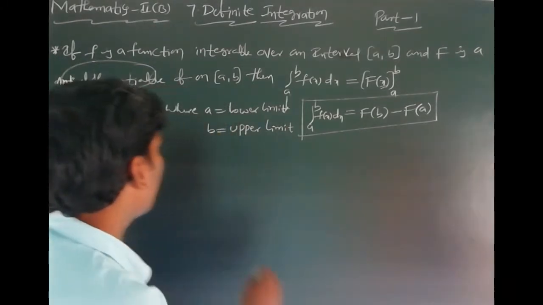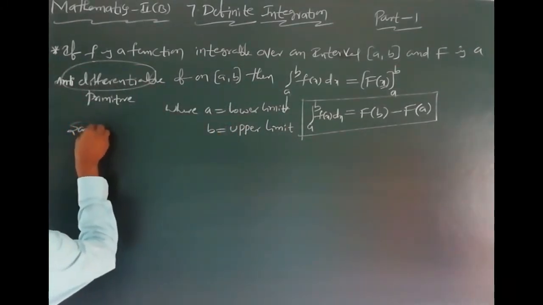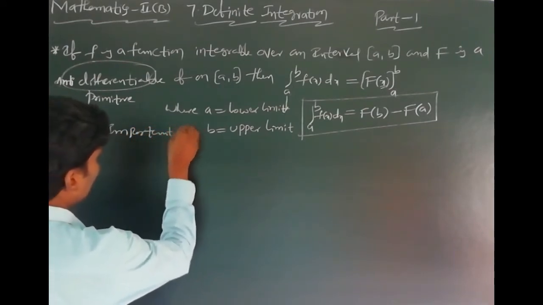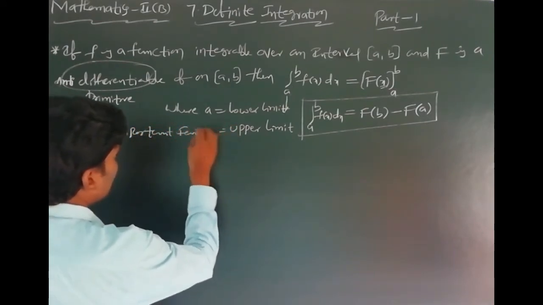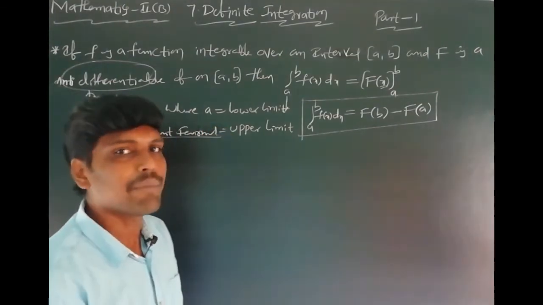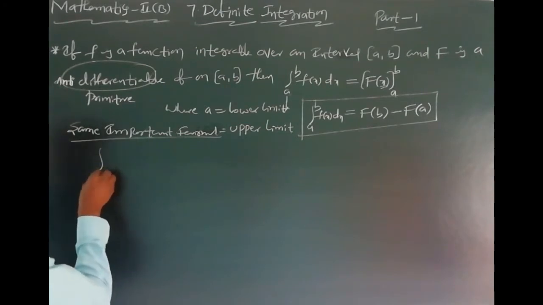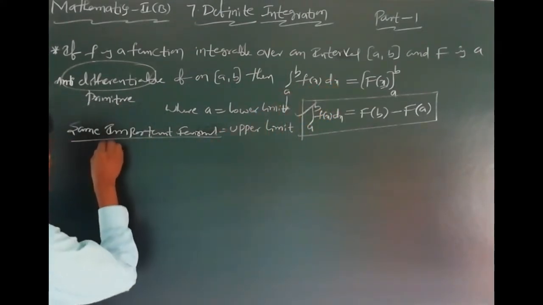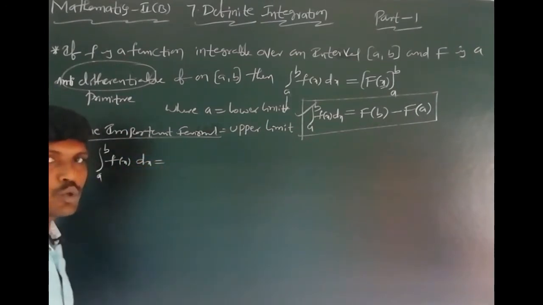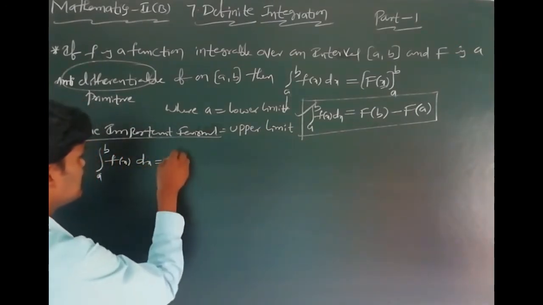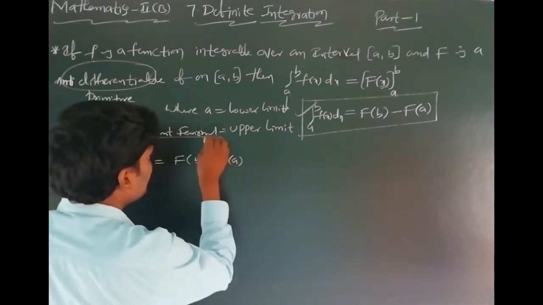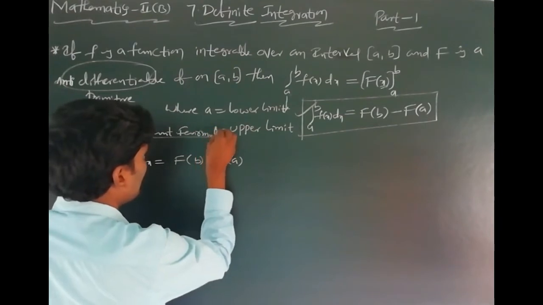After that, some important formulas of definite integration. What are the important formulas? The first formula is: integral a to b f of x dx is equal to F of b minus F of a.